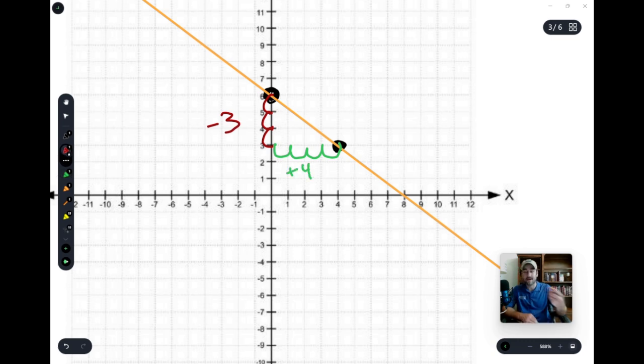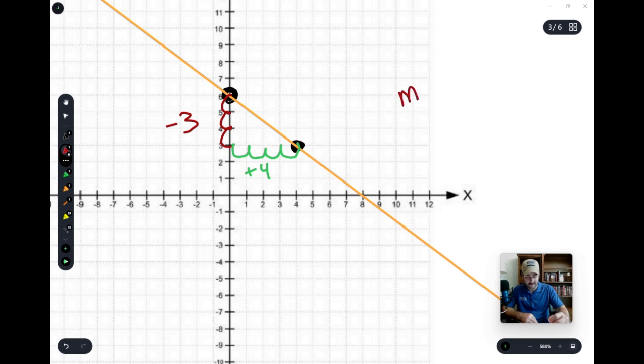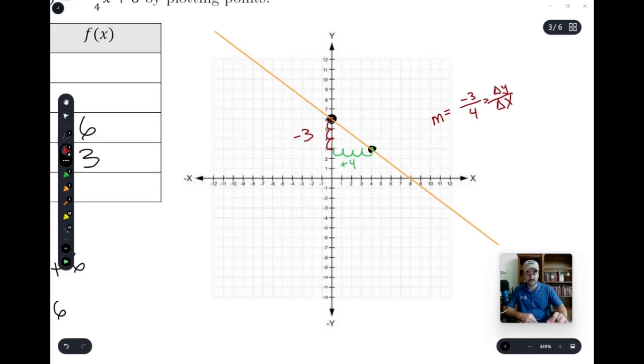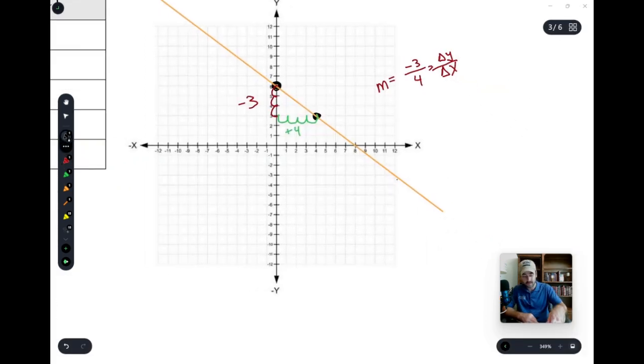And remember, slope is rise over run. So our m value looks like it's going to be negative 3 over 4, which is our change in y over our change in x. Just a cool little side note. Then if you wanted to keep going, you could. I could erase this line and plot some more points by going down 3 over 4.